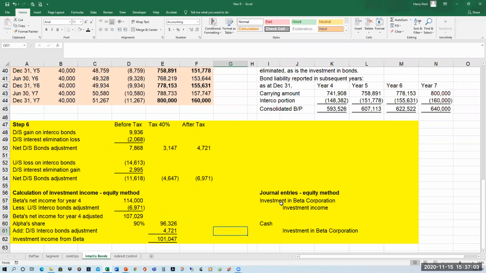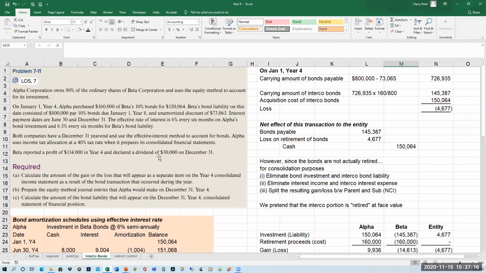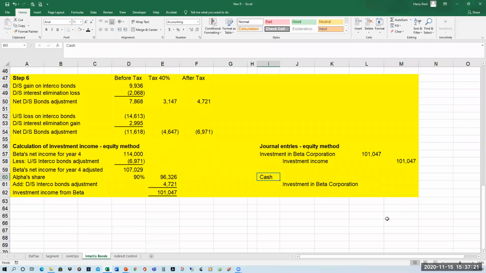Journal entries. To record the investment income, you want to debit the investment account and credit investment income, 101,047. And because the subsidiary had declared a dividend of 30,000 on December 31st, you want to debit dividends receivable, because if the dividend has been declared, you don't want to debit cash. Debit dividends receivable, 90% of 30,000, 27,000, and credit the investment in Beta Corp, $27,000.